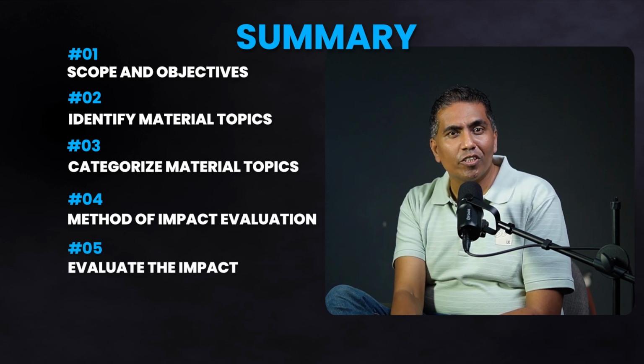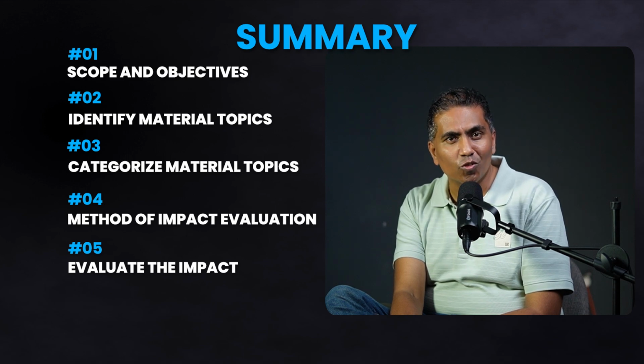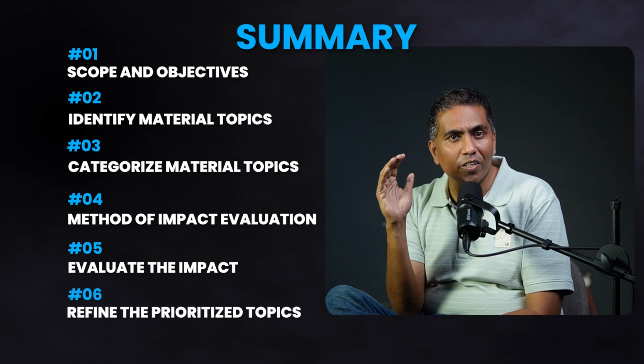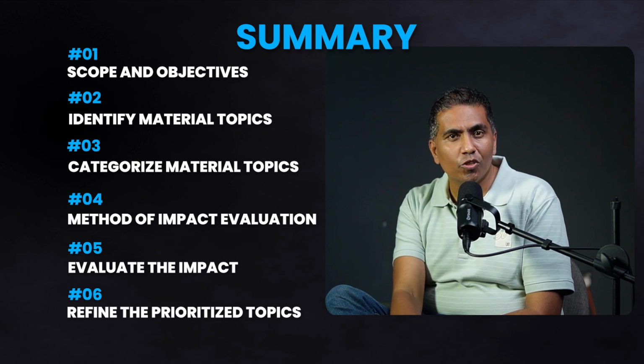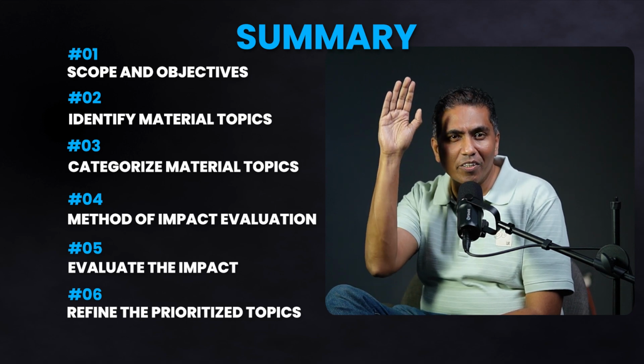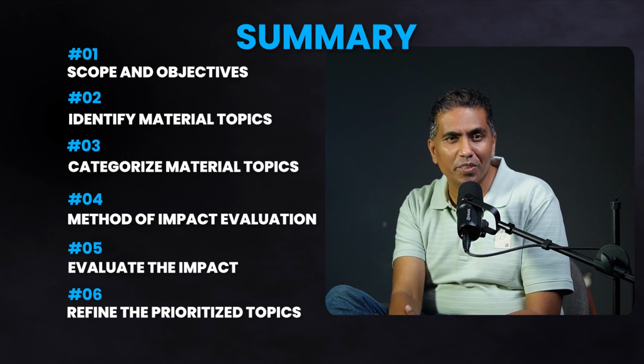Step number 5 is, you are going to gather information with the engagement of your stakeholders and also evaluate the impact of these materiality topics so that you could prioritize them. Step number 6 is, once you prioritize the materiality topics, you can review them with your senior leadership as well as with an industry expert to refine them. Once you refine them, you have the prioritized materiality topics for your business. Now you know how to conduct the materiality assessment for the business.